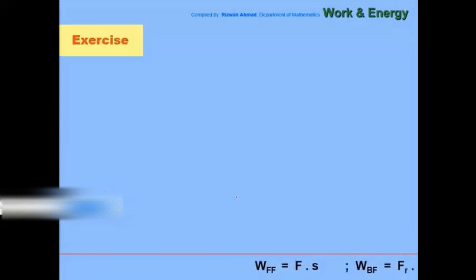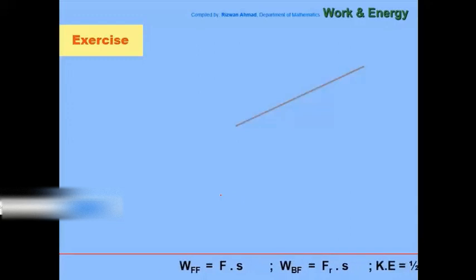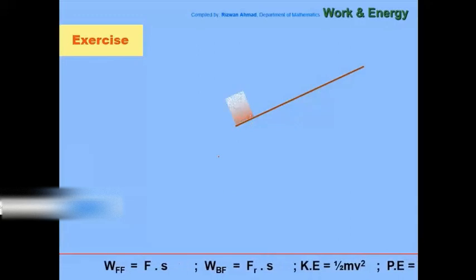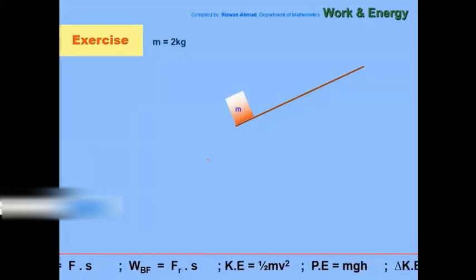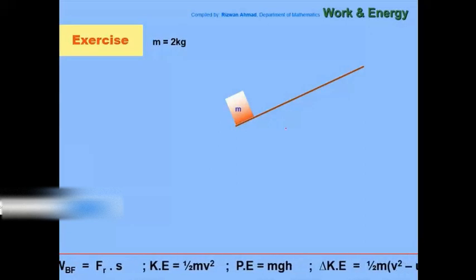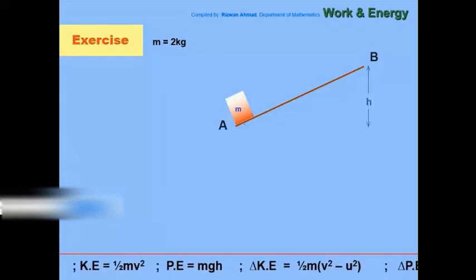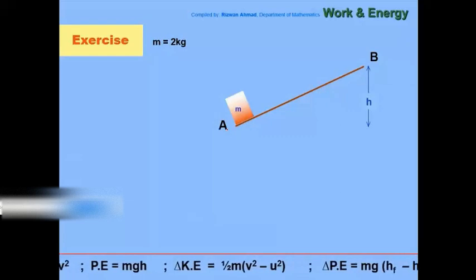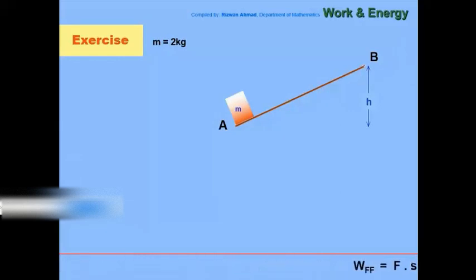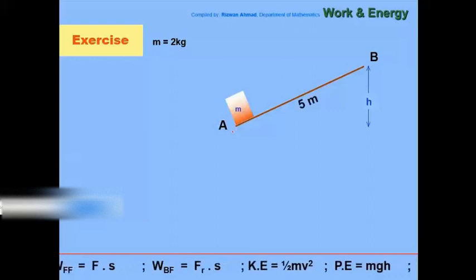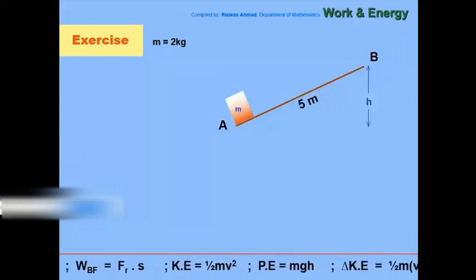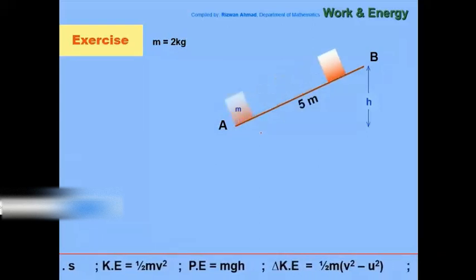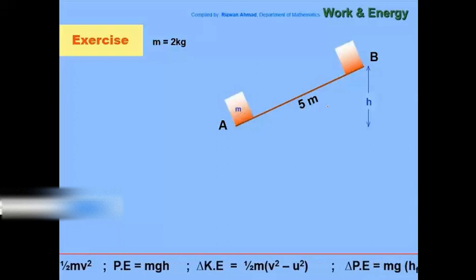We have some practice exercises to do. See, this is an inclined plane. So an object is placed whose mass is 2 kilogram at the bottom of this inclined plane at position A. Position B, the end of the inclined plane, is at a height of h meter. It is the direct vertical height. It is not the path AB. It is the height from the ground level. So the distance covered is 5 meters. So it has moved 5 meters from this point to that point.